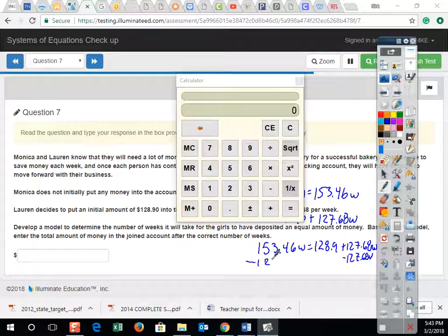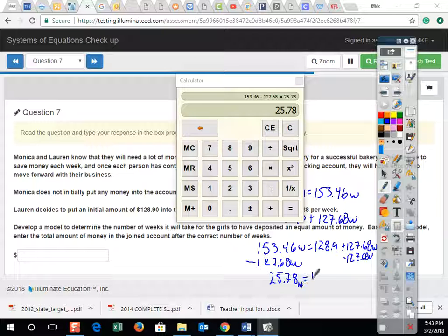Because we're subtracting 127.68 W, I want to write it on both sides. So 153.46 minus the 127.68. And so we get a difference of 25.78 W. So in other words, that's the difference per week that the girls are putting in.